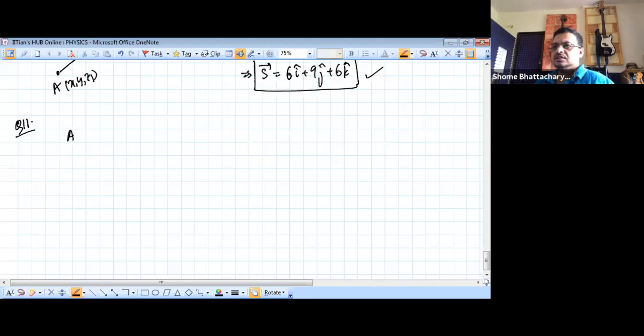So vector A is given to us as x i cap plus 2 j cap plus 2 k cap. And vector B is given to us as 2i minus 4j plus 1.